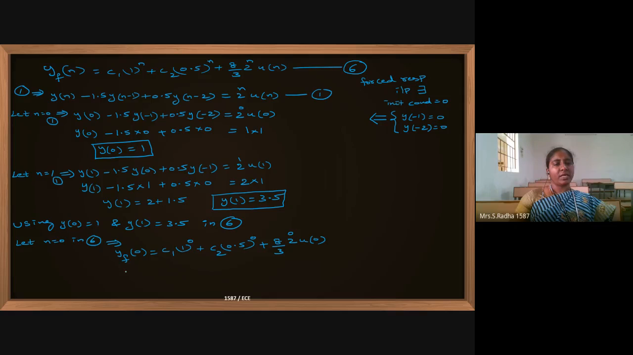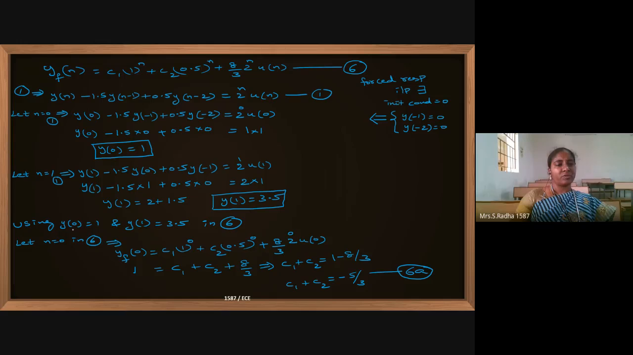So already we have y of 0 value is 1 and here it is c1 plus c2 plus 8 by 3 plus 8 by 3. From here what we are getting, c1 plus c2 is nothing but 1 minus 8 by 3. If you make 3 LCM, c1 plus c2 is minus 5 by 3. I will name it as 6a because we are getting it from equation 6.